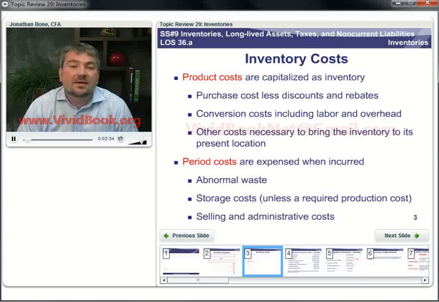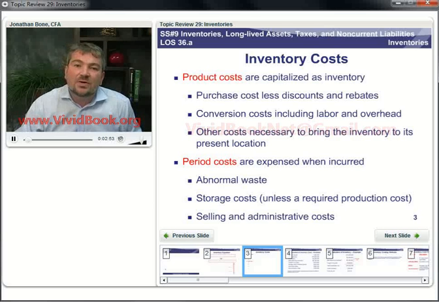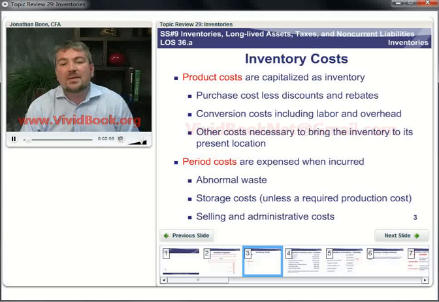It would be in our sales, general and admin, because our cost of goods sold should only include the cost of manufacturing, producing your goods, essentially not storing them. Okay. So storage costs wouldn't be included unless they were required production costs. And then finally, selling and administrative costs, of course, again, have nothing to do with getting your goods into their finished state, so again would be expensed.